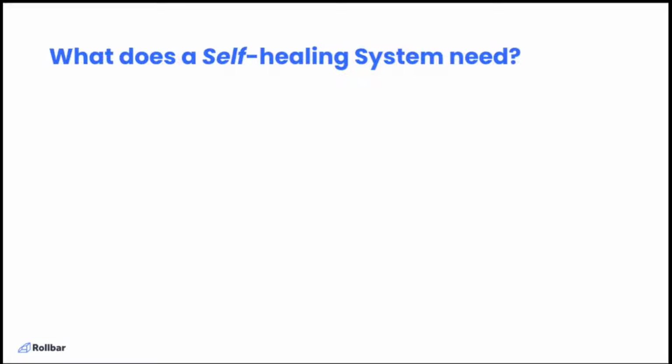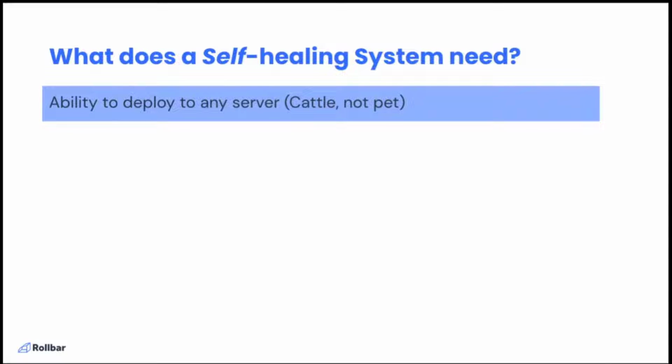So a self-healing system needs a bunch of different things. The first thing it needs is the ability to deploy to any server. You need to be able to deploy a new version out to a cattle server, not a pet server.